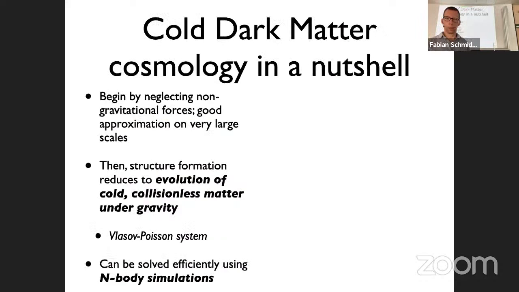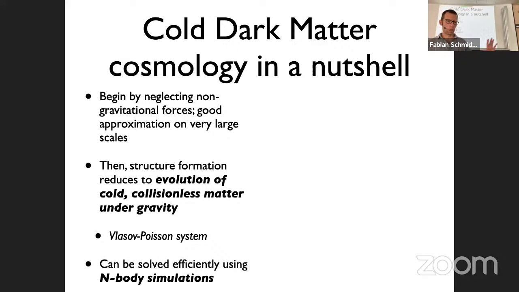Great, so part one, for that I should also give a bit of background. As I mentioned, the formation of structure in the universe is dominated by cold dark matter. And so basically what that means is that we can neglect non-gravitational forces, which is a really good approximation on large scales because the Jeans scale of the gas is going to be much smaller than the scales we're looking at. So that's already a major simplification, right? On large scales, we can neglect non-gravitational forces.